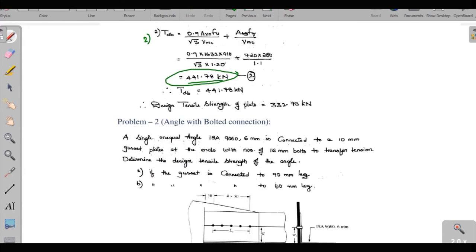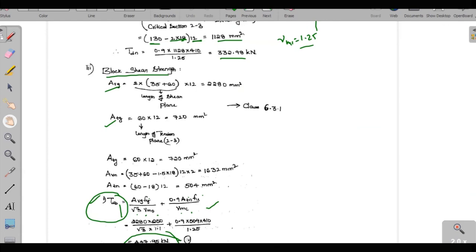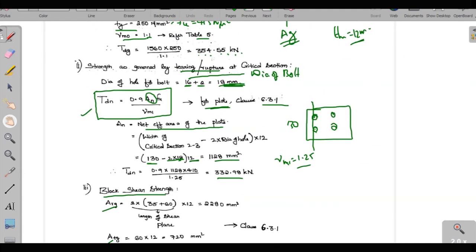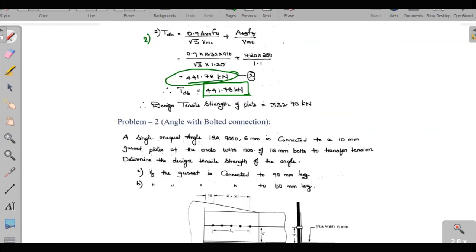we compare these two values and take the least of the two. So block shear is 441 and for rupture it comes to 332 and in yielding 354. So from this you can say that the least value is 332.98 kilonewton. So if the load acting on the member exceeds 332.98 kilonewton, first this member is going to fail with rupture. It is going to become 2 parts by rupture.